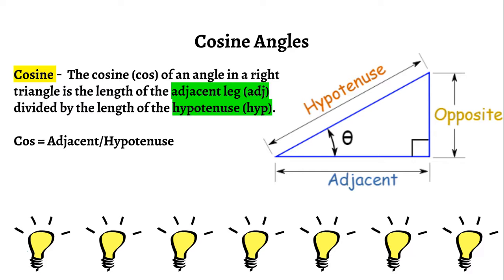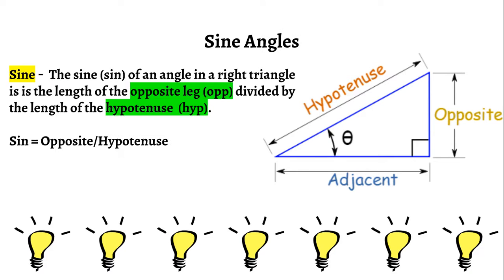Let's move on to cosine angles. The cosine of an angle in a right triangle is the length of the adjacent leg divided by the length of the hypotenuse. A simple equation for this would be cos equals adjacent divided by hypotenuse.